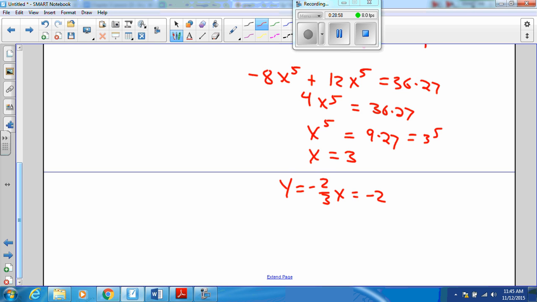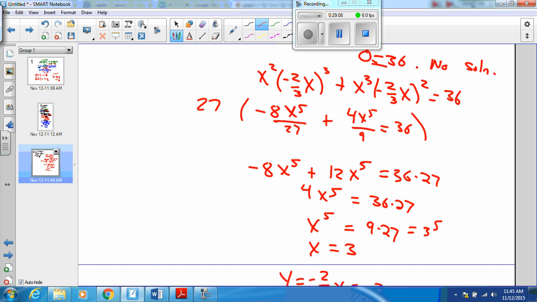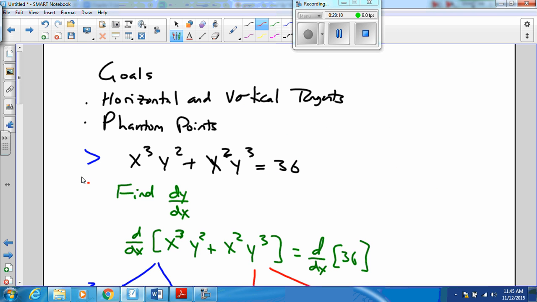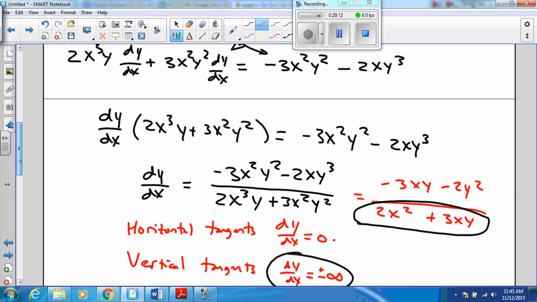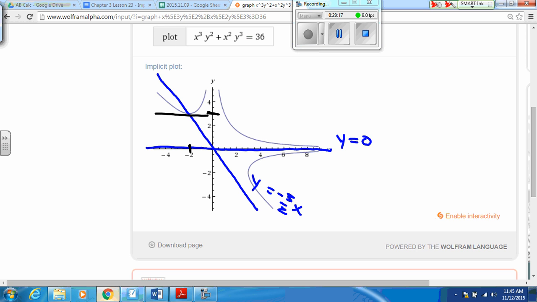Mr. King? Yes, ma'am. What was the dy/dx negative infinity? What is that? We were looking for vertical tangents on a graph. I thought that part was confusing me. Okay, well, vertical tangents, actually, let's go to our graph to see what we're looking at.